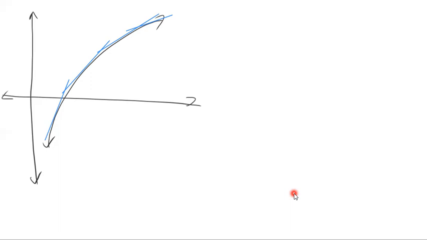Now, obviously, that's not true for all curves. Some curves will have positive and negative ones, but let's keep it simple for the moment. For this one, the first derivative is always positive.